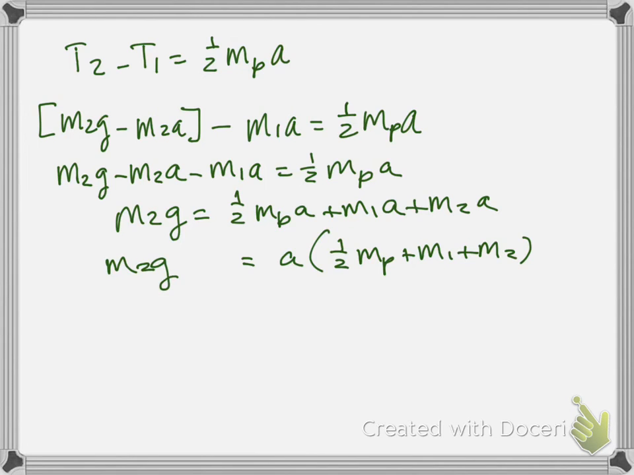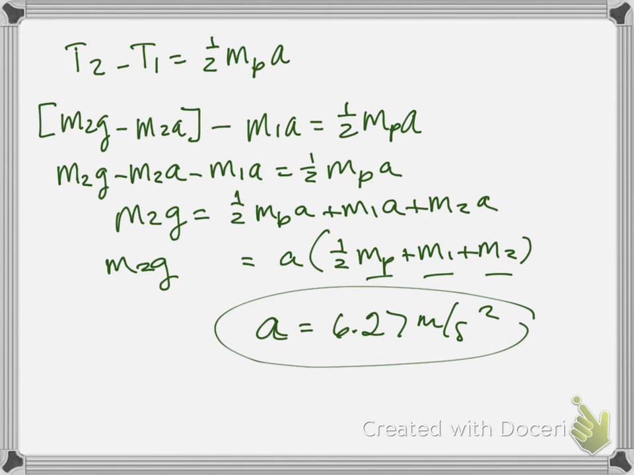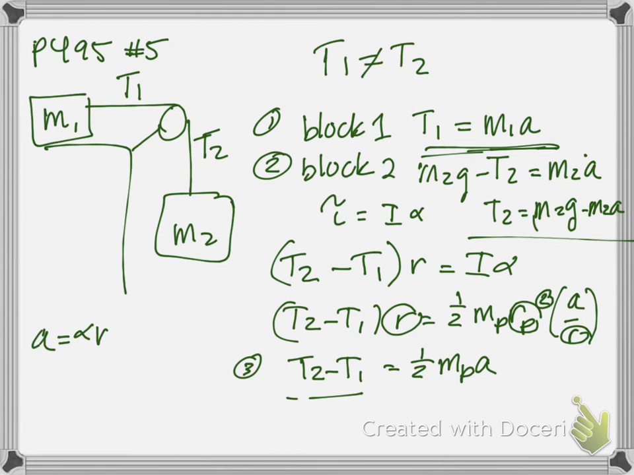Now, I have all of this information, which I didn't write down, but it's in the book. So we know the mass of the pulley, we know the mass of the blocks, and so we get an acceleration of 6.27 meters per second squared. So that's kind of a long plug and chug. The tension in the two ropes then is quite easy to get because we know everything else.